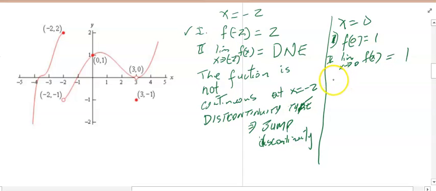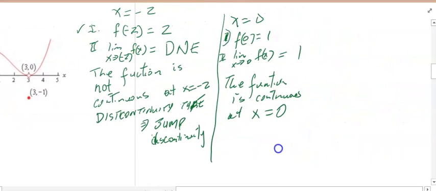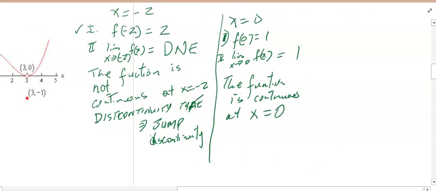Okay, so the function then is continuous. The function is continuous at x equals 0. Okay. Finally, we have one more thing to look at, which is at x equals 3.